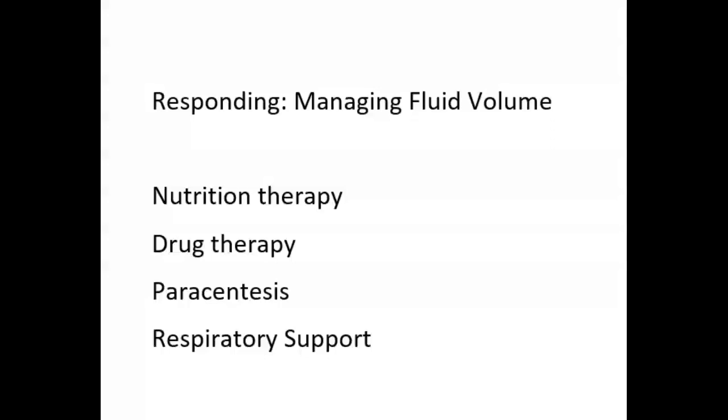Non-surgical treatment measures are used to treat ascites in most cases. Supportive measures to control abdominal ascites include nutrition therapy, drug therapy, paracentesis, and respiratory support. The patient's fluid and electrolyte balance is also carefully monitored.